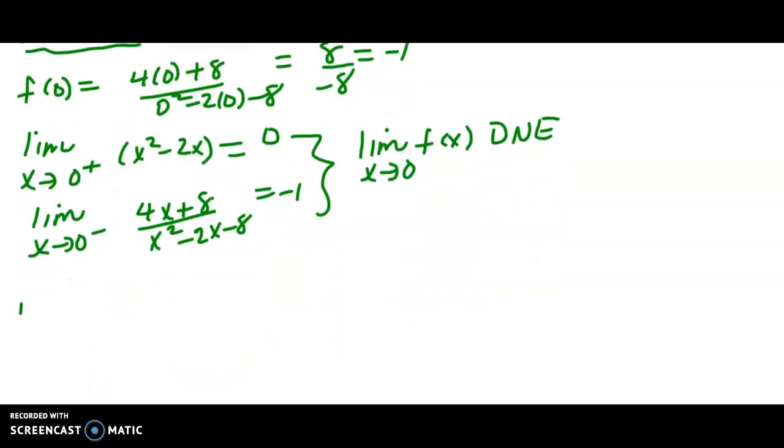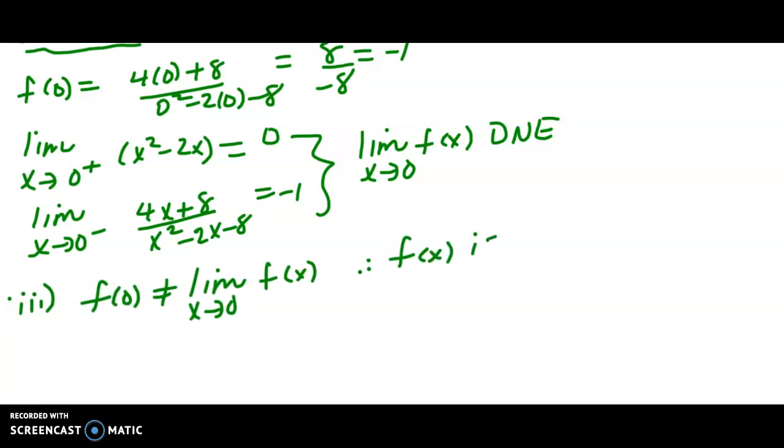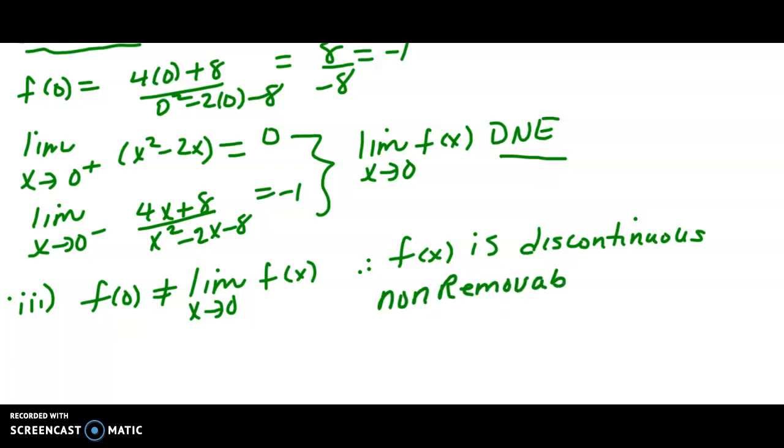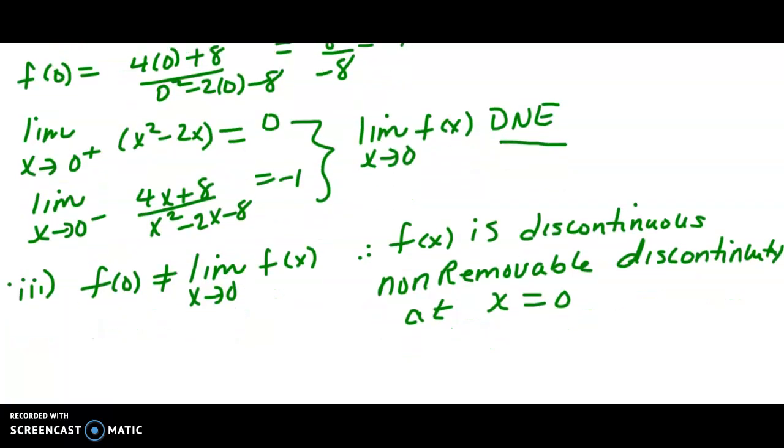The third statement would be f of 0 does not equal my limit, which is shown above. And I'm going to make the statement f of x is discontinuous for that reason. And you can even say one step further, because the limit does not exist, this is a non-removable discontinuity at x equals 0. So even though the function is defined, the limit does not exist.